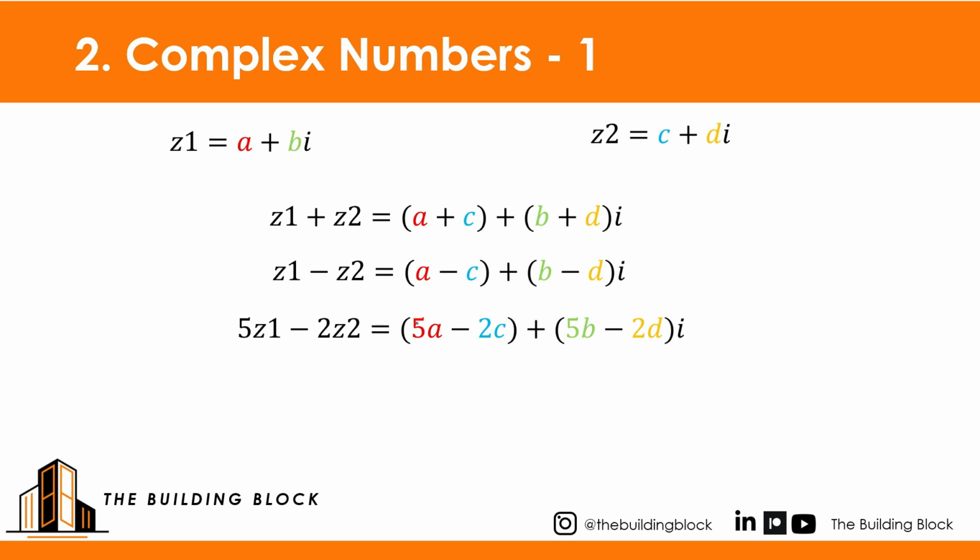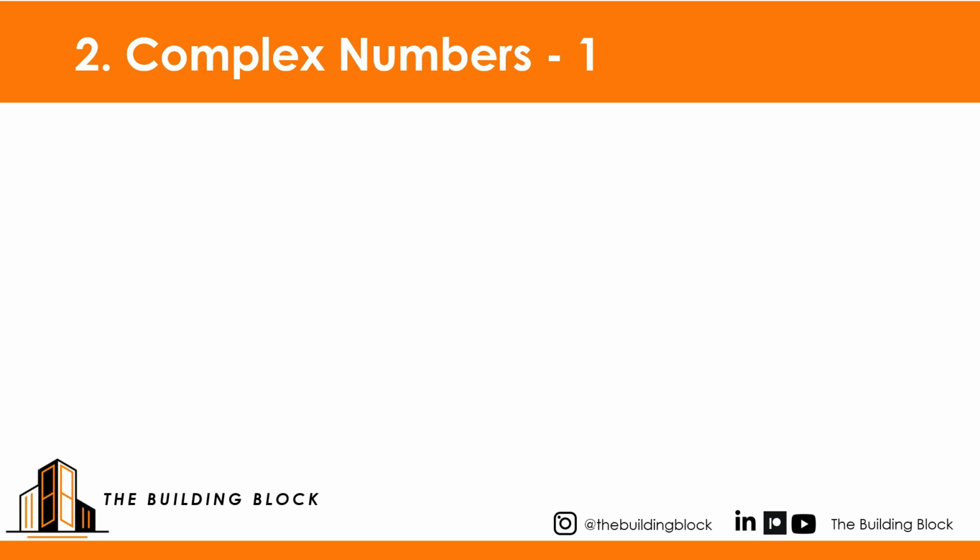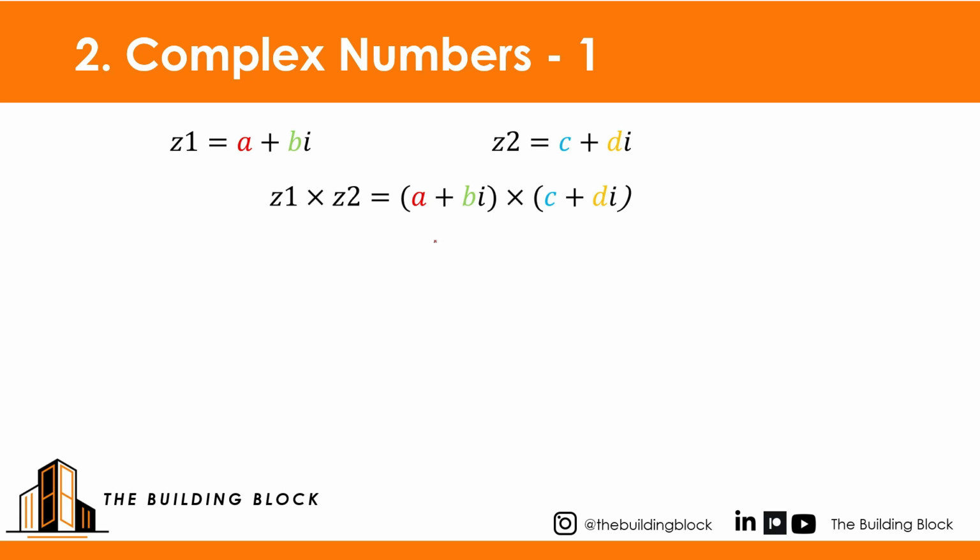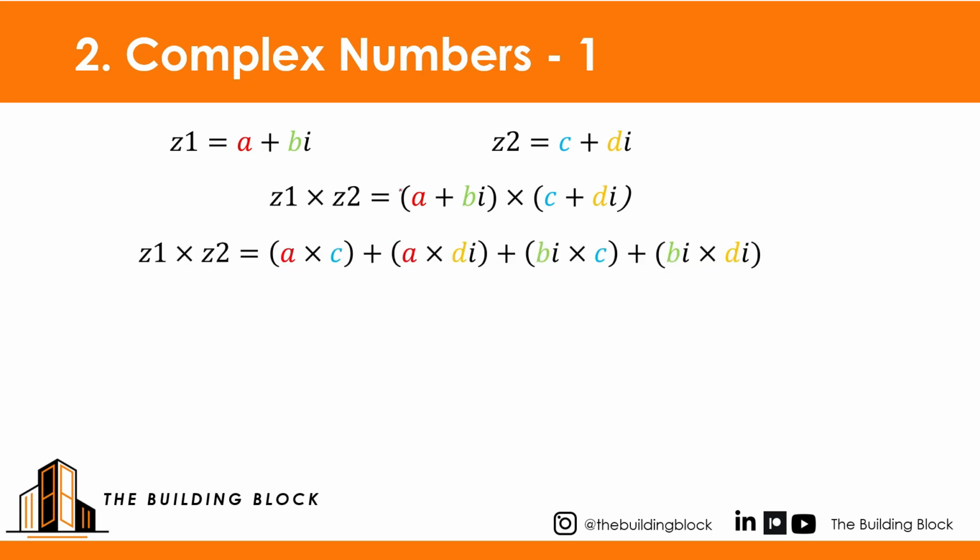Let's say we have two complex numbers, a plus bi and c plus di. To multiply them, we need to use the distributive property. We multiply each part of the first complex number by each part of the second. You can see the result here.